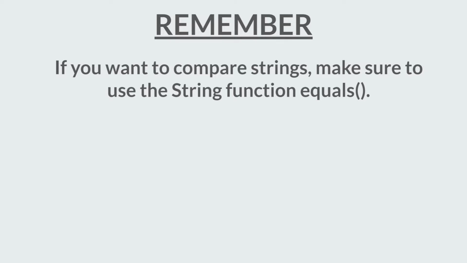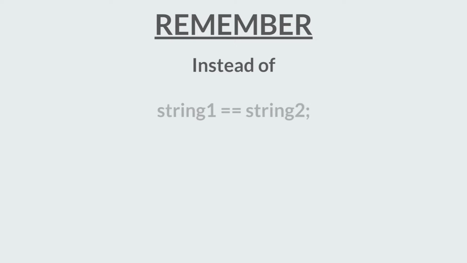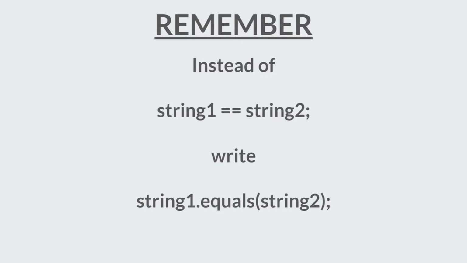Remember, if you want to compare strings, make sure to use the string function equals. For example, instead of writing string1 equals string 2, you would have to write string1 dot equals string2. This is a function of the string class. It's just how it works because you're trying to compare objects and not primitive data types like characters or ints.